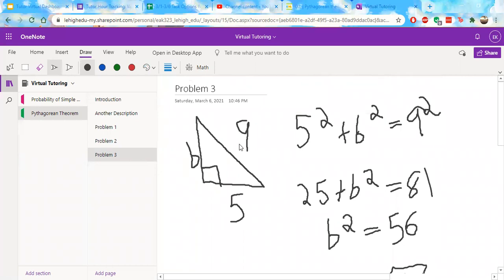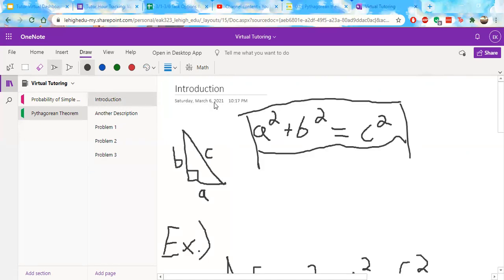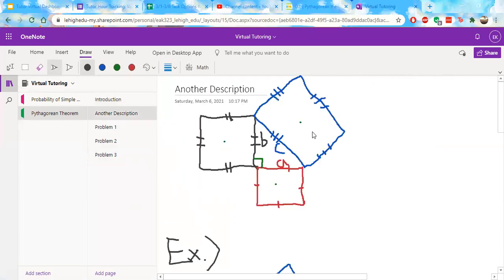Basically, that is how you go about solving a problem using Pythagorean theorem. Just remember, this is the formula you use. C squared is the hypotenuse, the longest side, the diagonal. I always remember it's just the one that's opposite from the right angle, the little square here. And then A and B are just the other two sides. This other description, you should remember, you can think of it as areas of squares using the side lengths of each of the sides of the triangle.